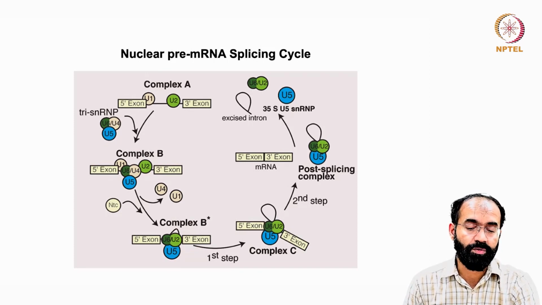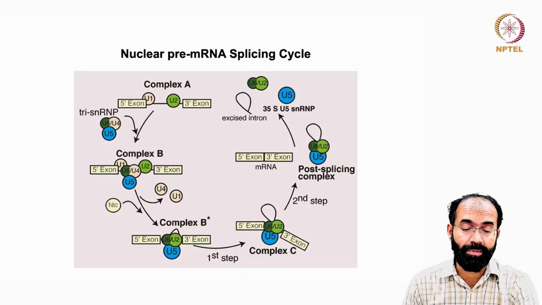This is the first step, and you have an intermediate stage, complex B star, which is quite short-lived, and the first step of splicing takes place between the branch point and the 5' splice site. So U6, U2 and U5 remain, and then comes the second step. The 3' OH of the first exon does the second transesterification reaction onto the 5' end of the second exon. Once the second step is completed, the clean spliced RNA comes out.